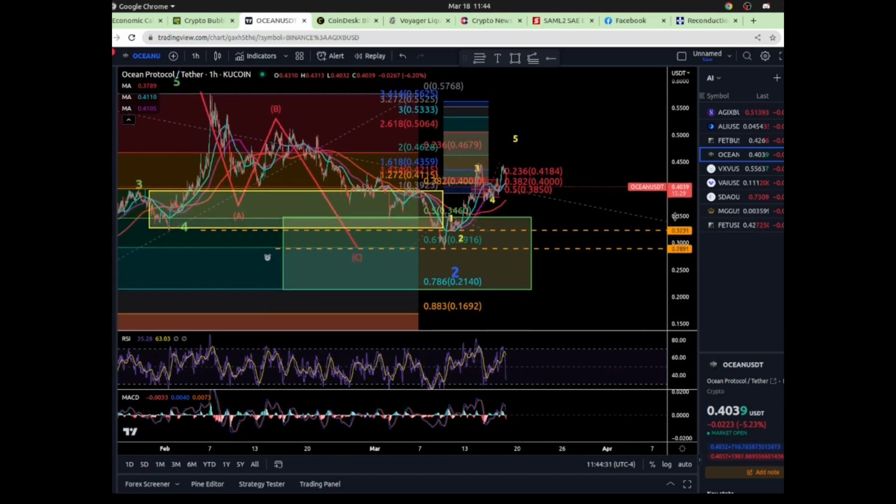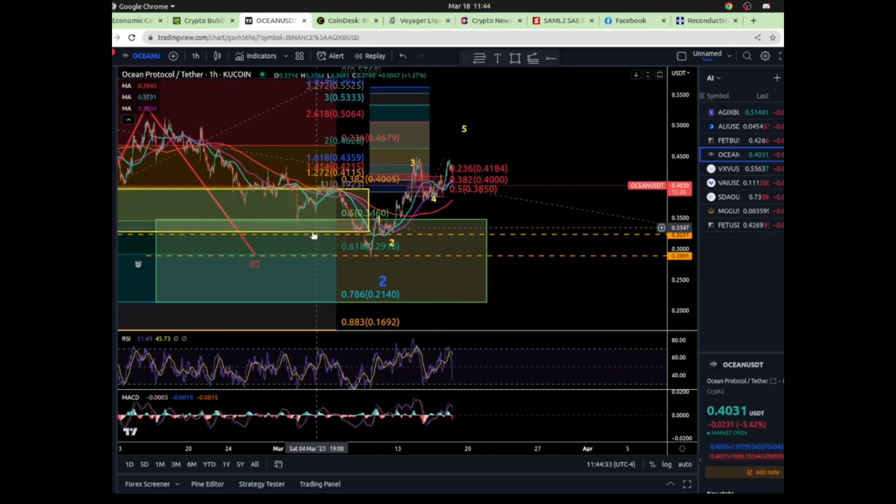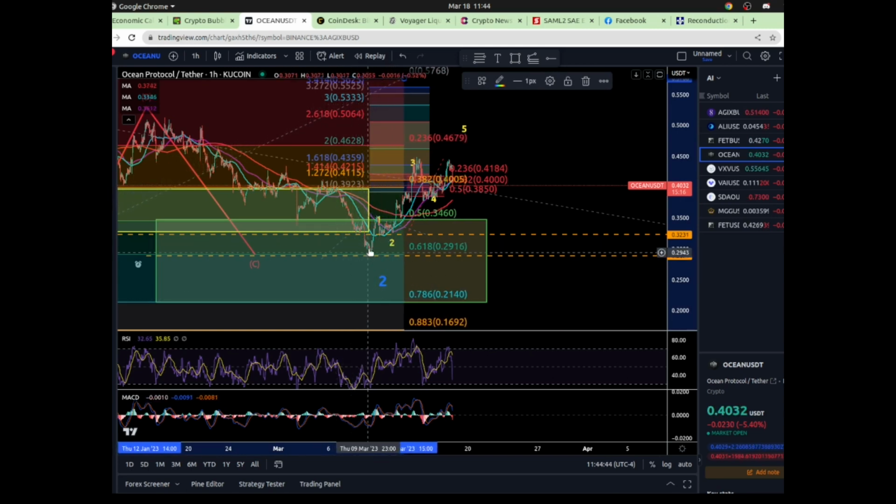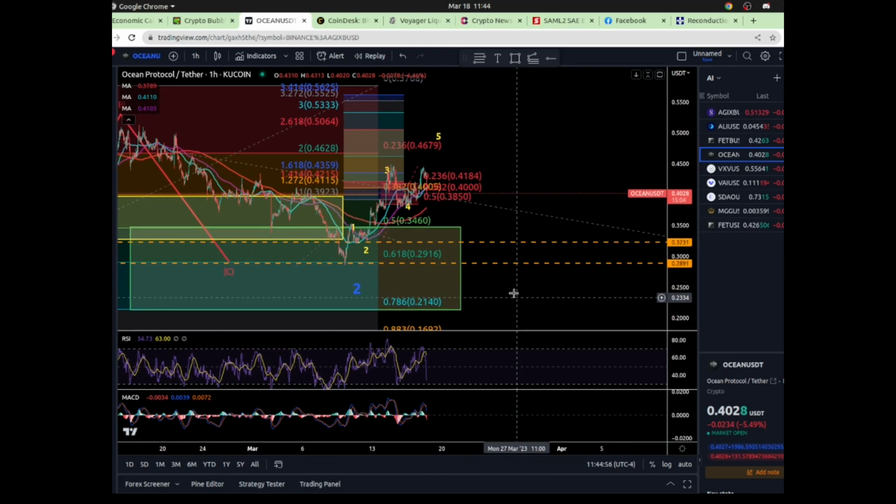If I zoom in, we actually reach this golden ratio. Let me move a little bit. So we actually bent down and reached this retracement for a wave 2 of the 0.618 at 29 cents 16, and after that we started to react to that level.